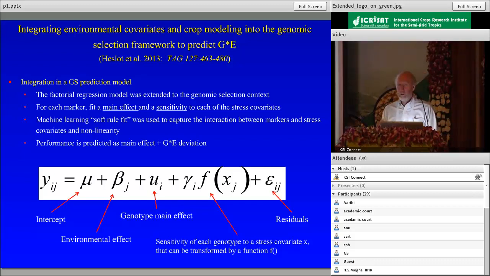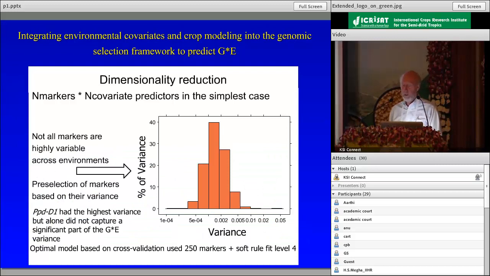When you are using thousands of markers and 101 predictors, this becomes a computational challenge. So what we did, we reduced the dimensionality of the problem by first selecting markers that had a significant variance across the environments. And when we looked at the different markers for major genes, the only one that stood out was the photoperiod insensitivity gene called PPD-D1. However, that marker by itself did not explain a significant part of the G by E variation.